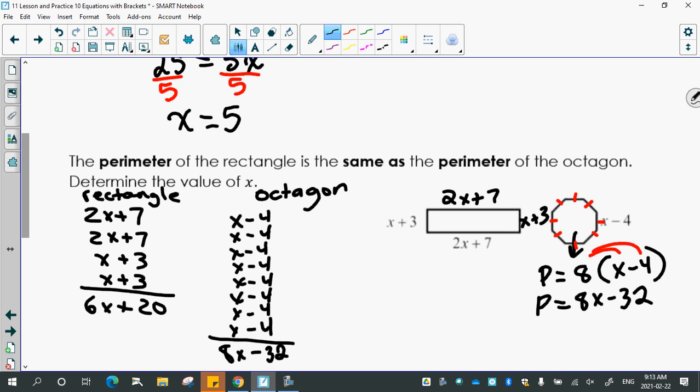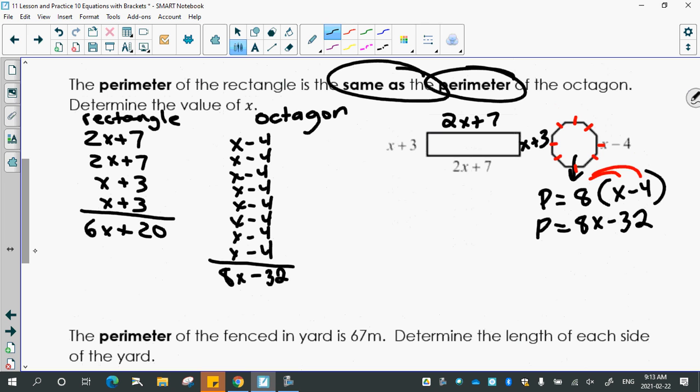All right, the main thing though is that they have the same perimeter. So if I want to solve for x, the perimeter of my rectangle and the perimeter of my octagon are equal, they're the same. So this is the equation I can make. I can say that 6x plus 20 is equal to, equals such an important symbol in math, 8x minus 32. So their perimeters are equal. The perimeter of the rectangle is equal to the perimeter of the octagon. Those perimeters are equal. Okay?